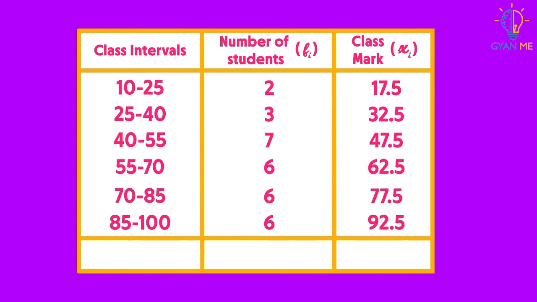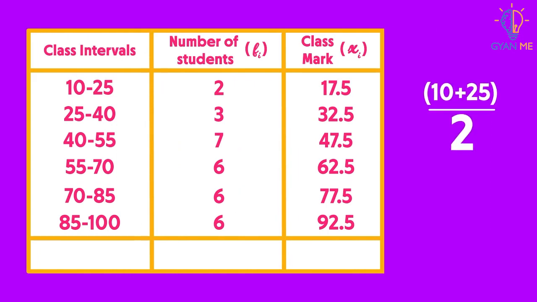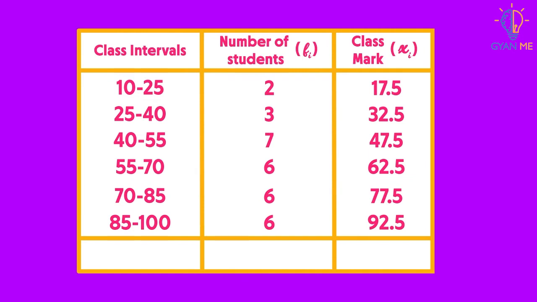Accordingly, for the first class, midpoint or class mark is (10 + 25)/2, which is equal to 17.5. Similarly, we can find the class marks of remaining class intervals and note them in the table as shown. Here, these class marks serve as our xi's, that is, our individual observations. We also have the frequency Fi corresponding to that class mark xi.